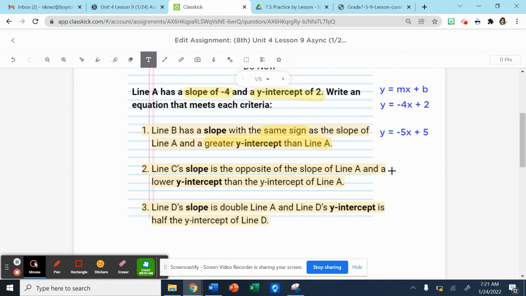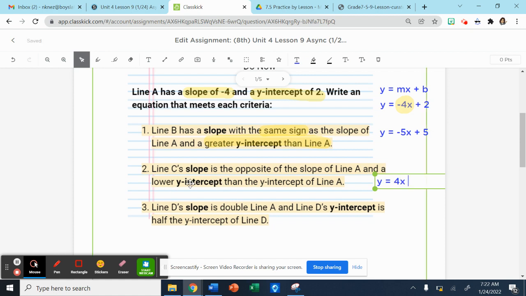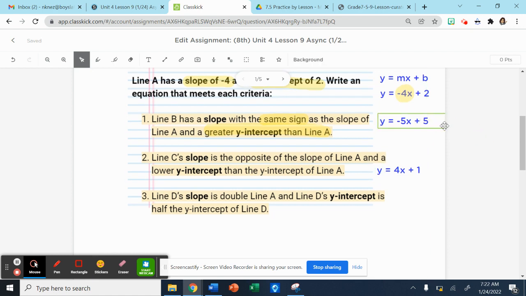Now, similarly, I can work out what the criteria are for line C. Line C's slope is the opposite of the slope of line A. So since line A's slope is -4, we know the opposite is +4, and a lower y-intercept than the y-intercept of line A. So since line A's intercept is 2, I'll call it 1, and I know that that is lower. And again, these aren't the only correct equations, but they're two examples of equations that fit the criteria.